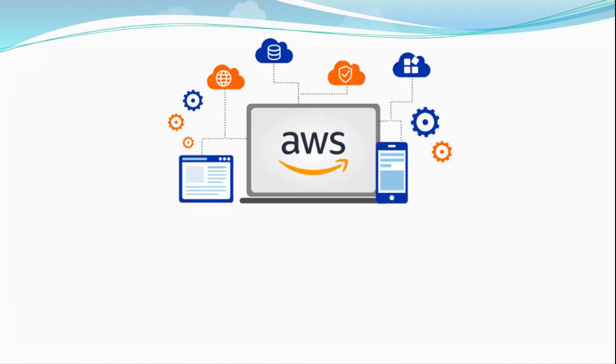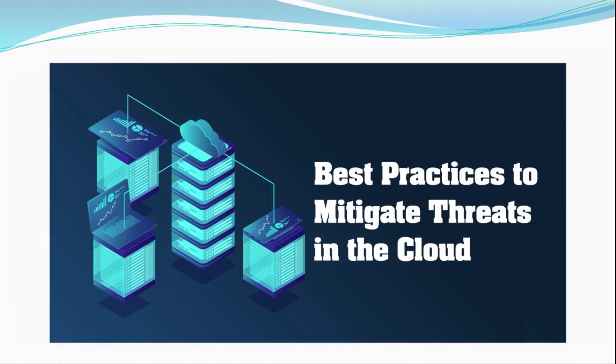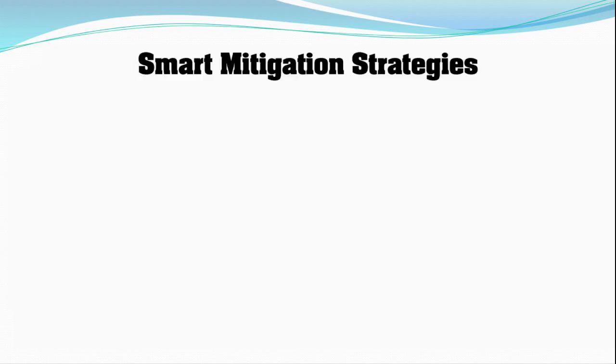Let's add this as an icing. In AWS, you can automate remediation using AWS Lambda triggered by CloudWatch alerts. Lastly, we can't end this lesson without talking about some best practices to mitigate threats in the cloud. Here's a few smart mitigation strategies you should know.